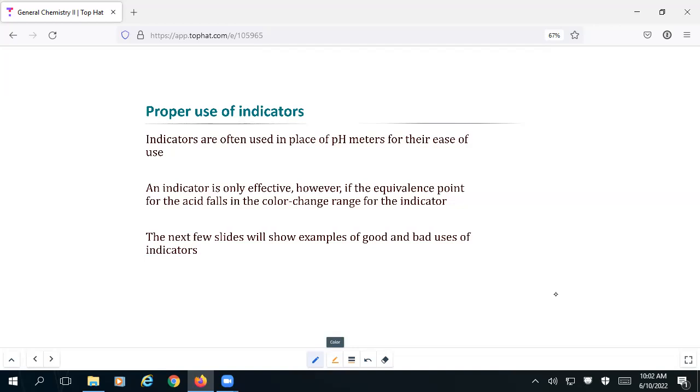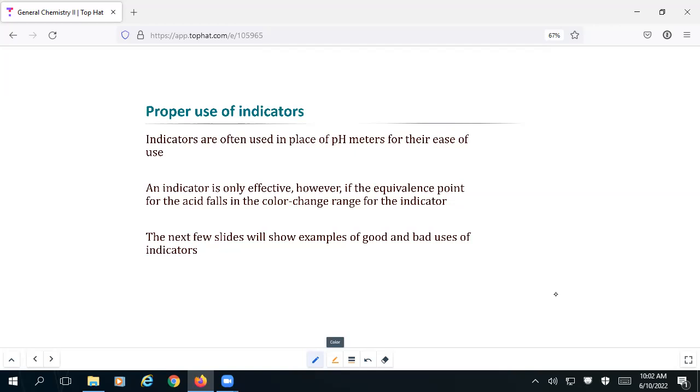One of the reasons we use indicators is mainly for their ease of use. You got a chance to use pH probes yesterday. They're a little bit bulky and cumbersome. Imagine trying to do a titration around that swing arm of the pH meter. You can do it, especially if you have a big enough vessel, but it's going to be a little bit cumbersome. And it's also going to limit the kind of vessel you can do the titration in.